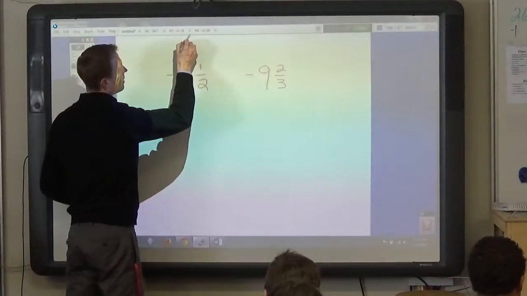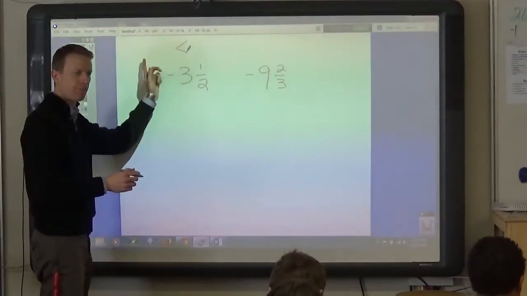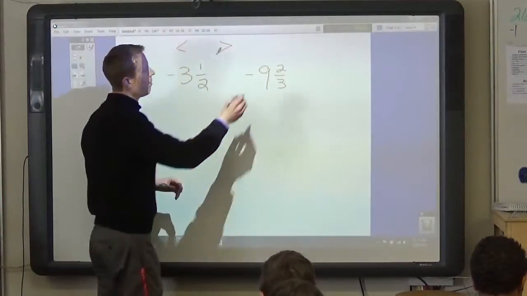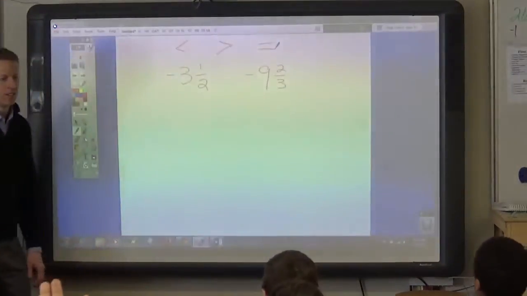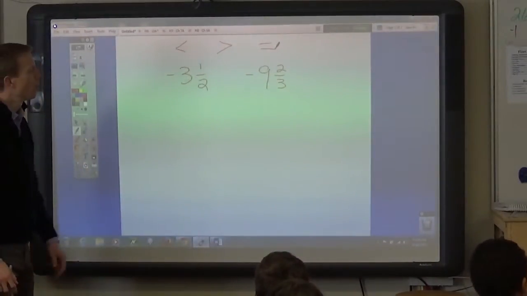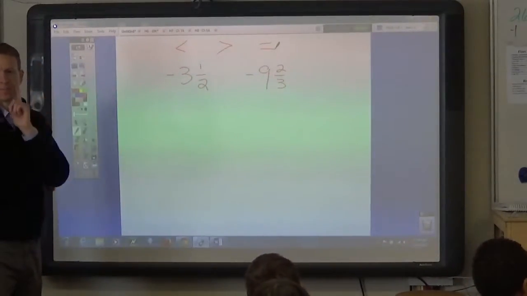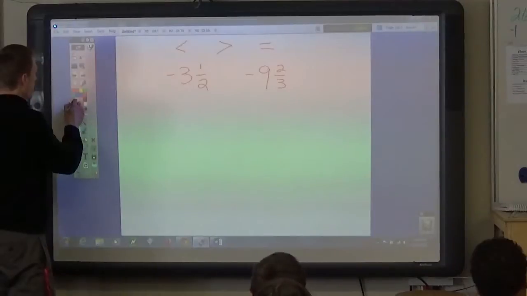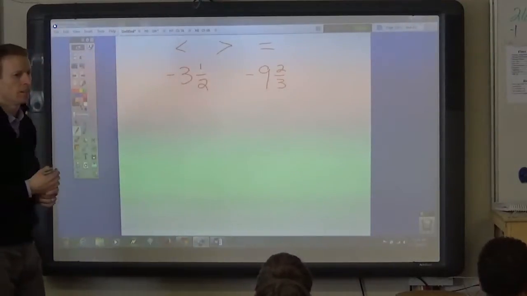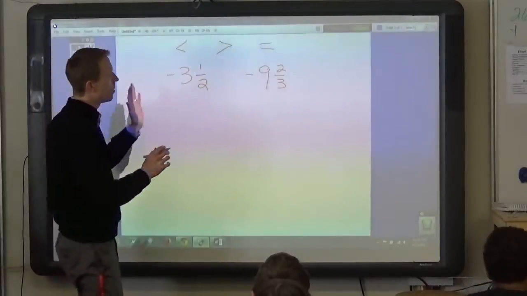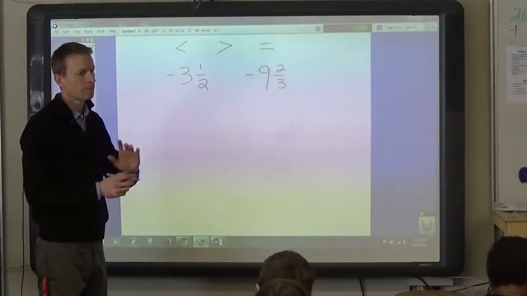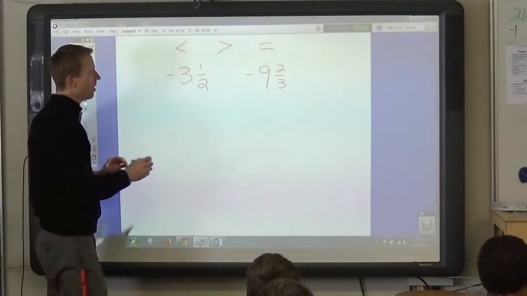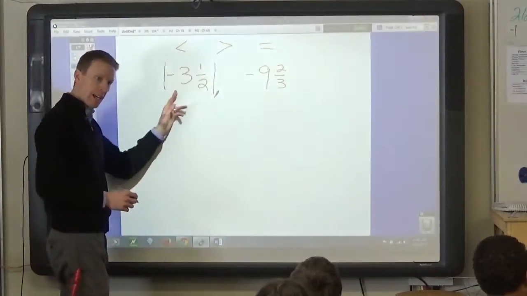Using a less than symbol, which points to the left, the greater than symbol, which points to the right, or it might be equal. How would we put this? What symbol would go in between here? Laura? The less than? So what would it read? How would the statement read then? You would think the absolute value is less than, isn't it?